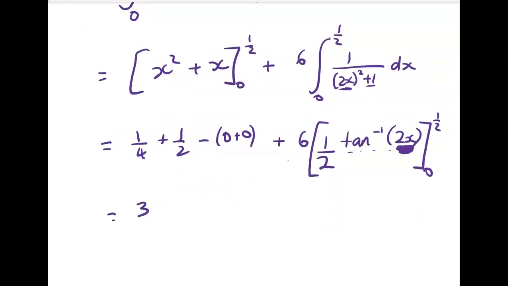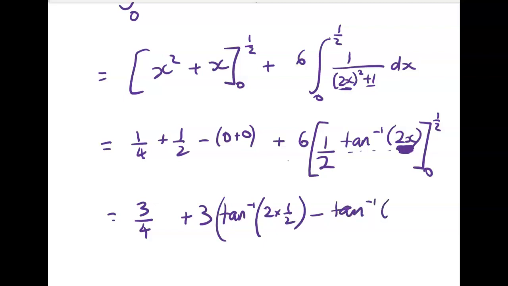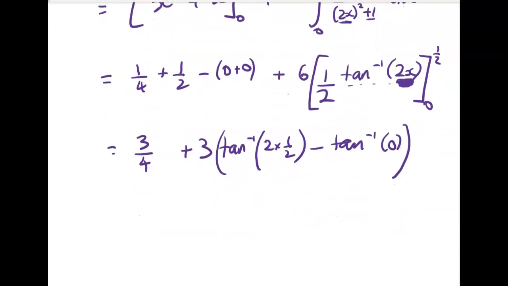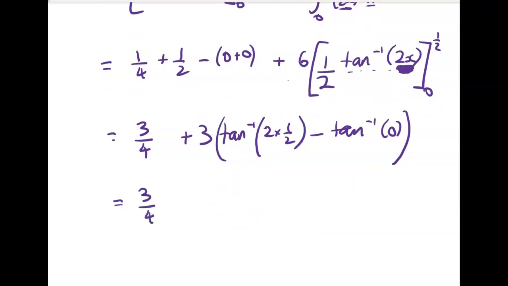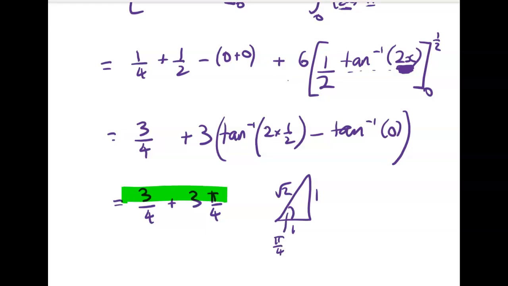Okay, so we're left with 3/4 here plus 3 times tan inverse of 2 times 1/2, minus tan inverse of 0. That gives me 3/4 plus 3 pi on 4, right? Because the angle whose tan is 1 is pi on 4. So there you go, that's that question done.